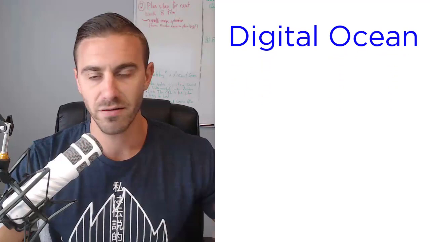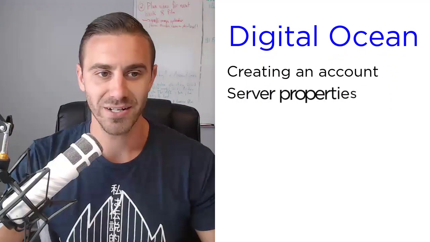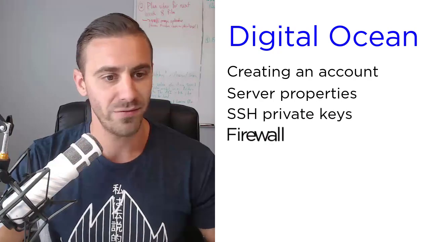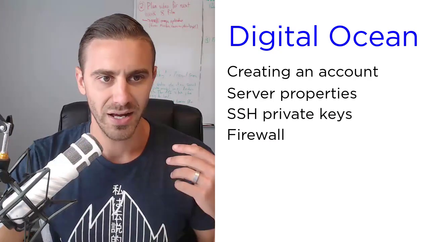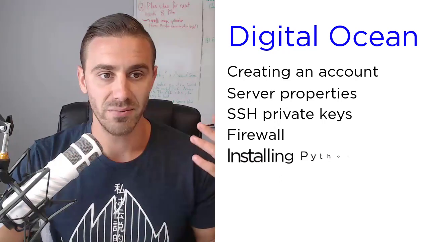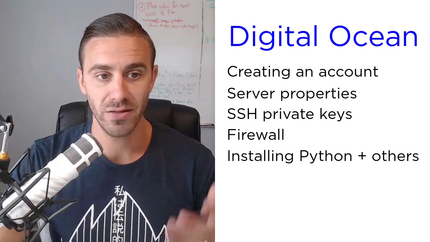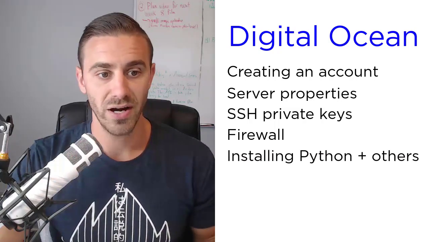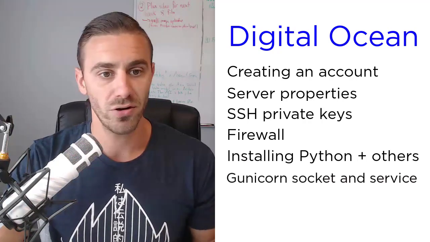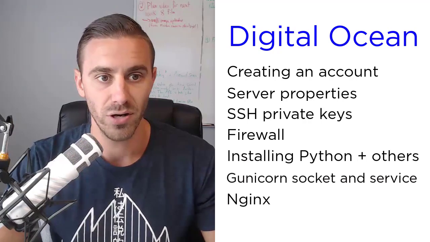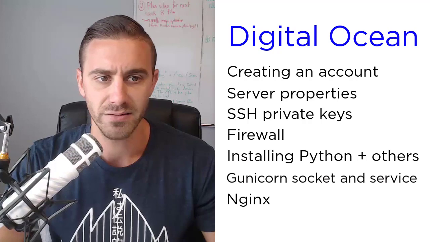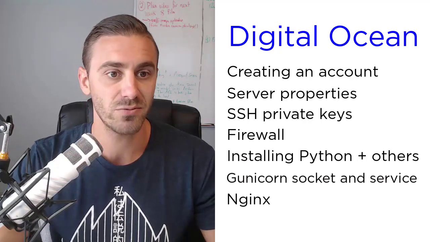I'm going to show you everything from creating an account, choosing what kind of server and system, logging on, setting up SSH private keys, setting up a firewall, disabling password authentication, so using SSH to log in. Installing Python, choosing the correct version of Python, installing pip, creating a virtual environment, using system sockets and setting up Gunicorn and Nginx, which is what you use to run your server. Testing socket activation, testing Nginx, registering a domain name.